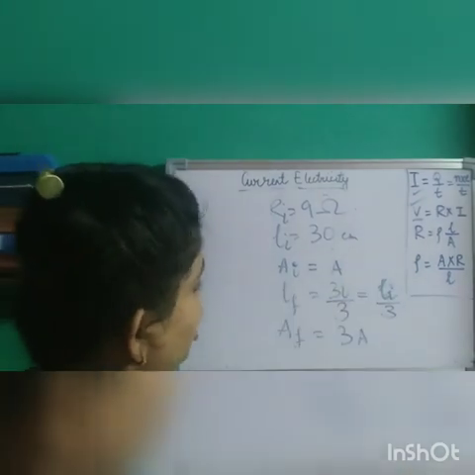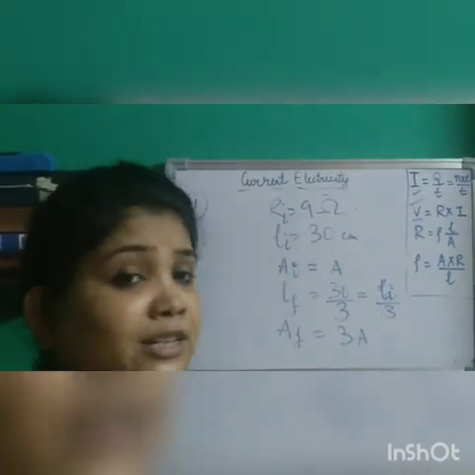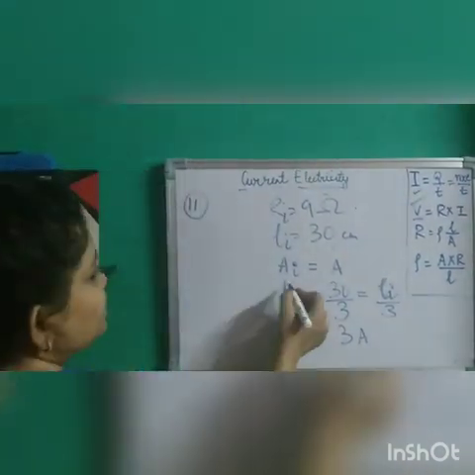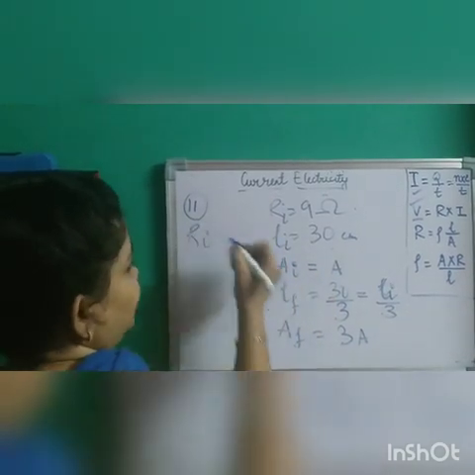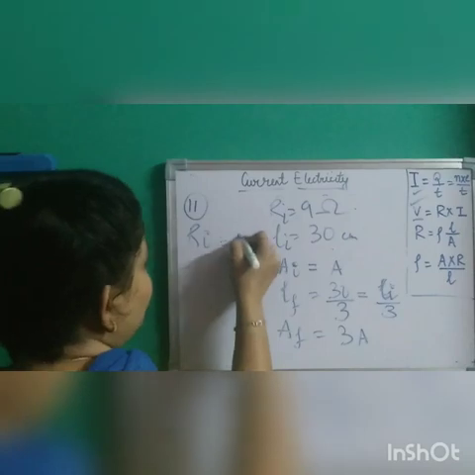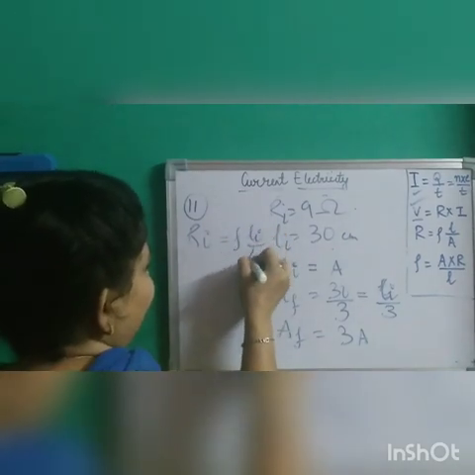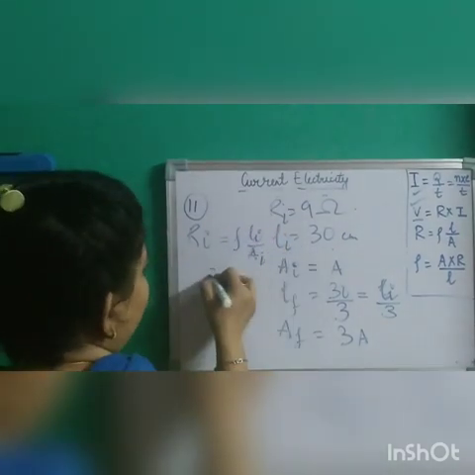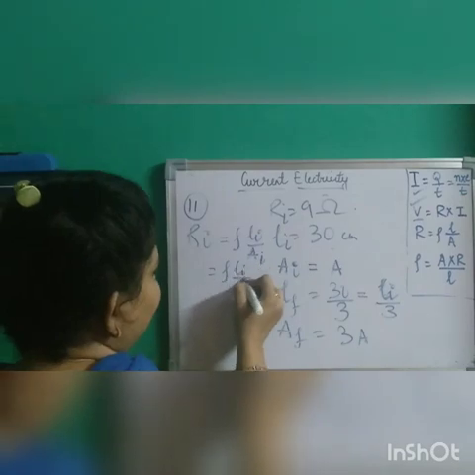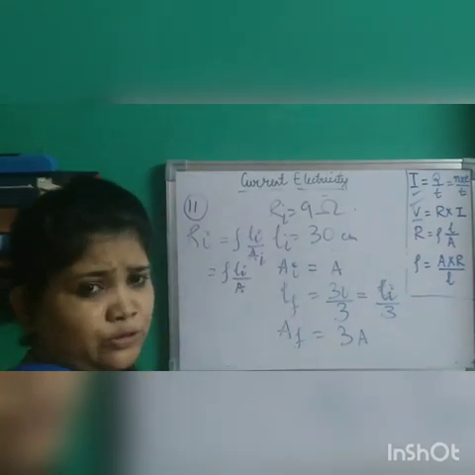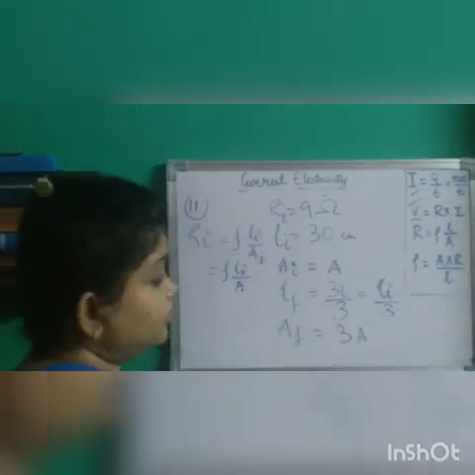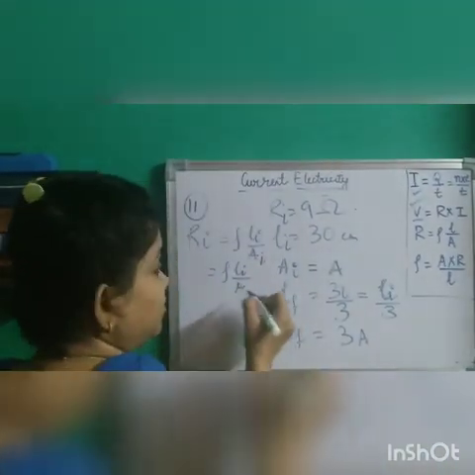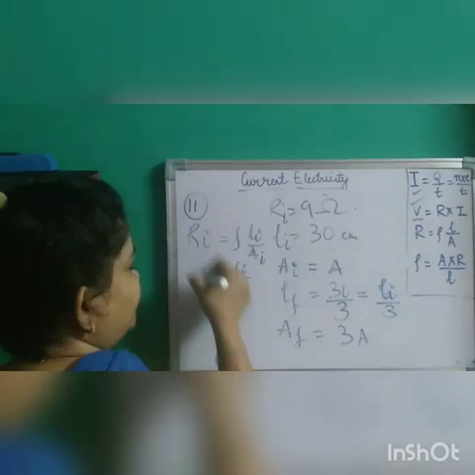Okay, so we have got the final areas and the final lengths. Now let us do the sum. Now, what is Ri? What will be the initial resistance? Initial resistance will be equal to rho Li by Ai, which is equal to rho Li by A. Okay, don't put the values beforehand. Please put the values at the last, otherwise you will be confused. So this is the formula of Ri.